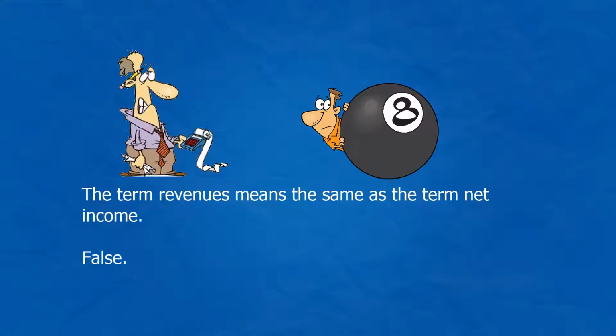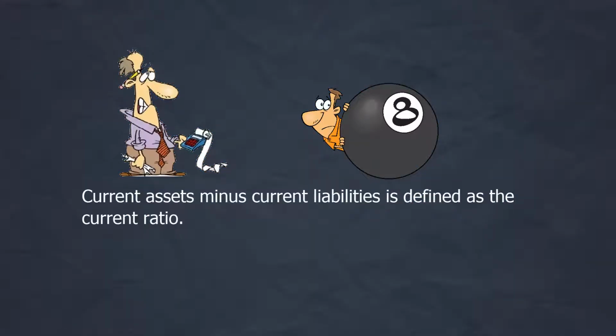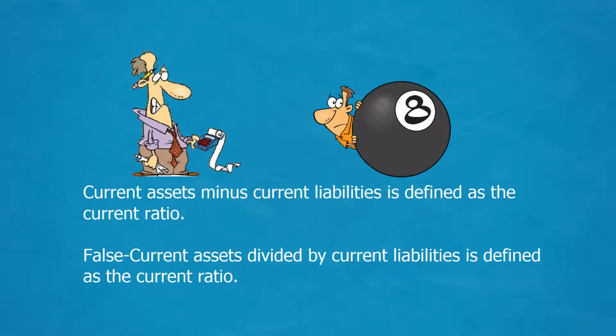False. Current assets minus current liabilities is defined as the current ratio. False. Current assets divided by current liabilities is defined as the current ratio.